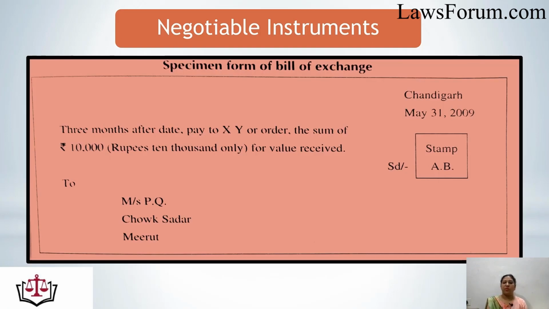So this is a specimen form of a bill of exchange. The place, Chandigarh, is mentioned. May 31, 2009, the date on which the bill is being drawn. Three months after date, pay to XY or order the sum of rupees 10,000 for value received. Here, to Messrs PQ, is the person on whom the bill is being drawn. There is a space for signature, there is a space for stamp, a place is mentioned, the date is mentioned, the amount is certain, and the time is also certain. That means all the essentials which we have read in the previous slide are mentioned here. So the presence of all those essentials makes it a valid bill of exchange.